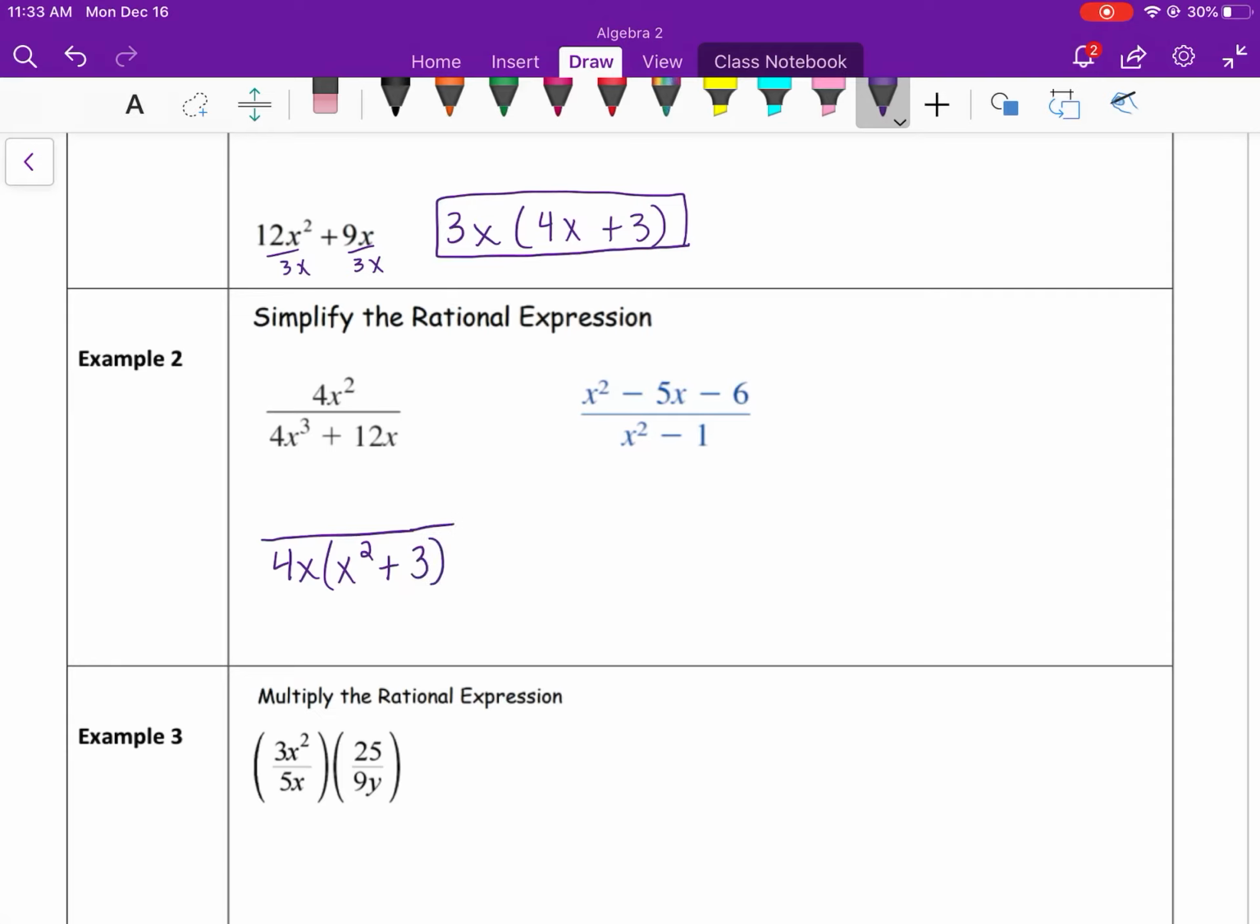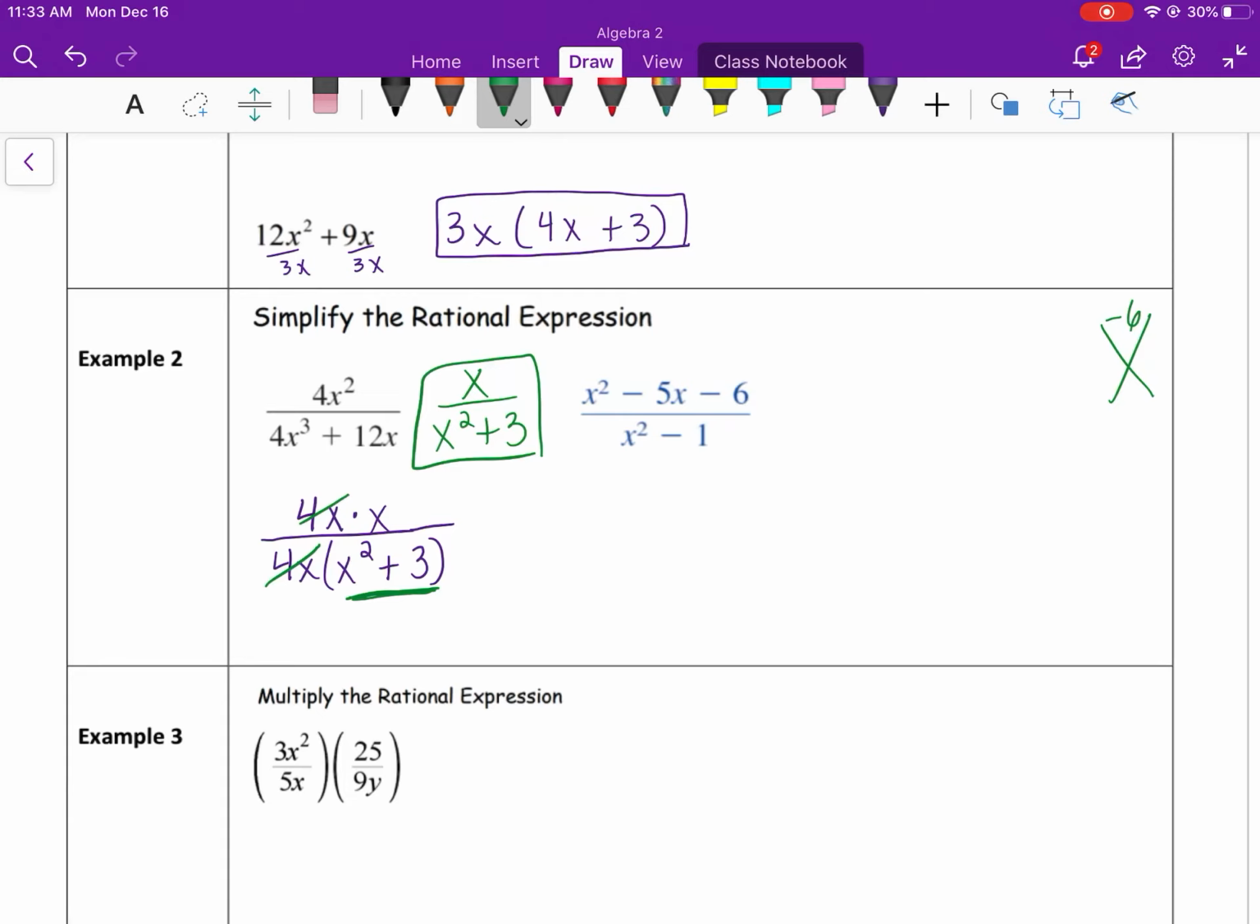And then on the top, I have 4x squared. So I know that that has a 4x I can take out too, because 4x squared can be written as 4x times x. Then they both have 4x in common. So 4x divided by 4x can be simplified. Now you can't simplify any further because this x squared is attached to this plus 3. So x squared plus 3 and x are separate. They're not the same term. So that is as far as you can go on that one.